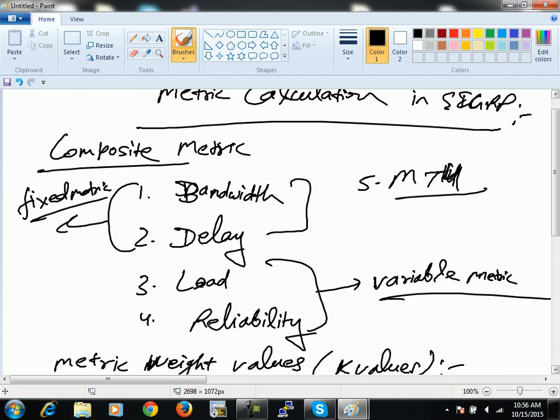In the case of delay as well, if delay is higher, then metric will also be higher. It is directly proportional. If delay is higher, then metric will be higher. If delay is lower, then metric will also be lower. If delay is higher, metric will always be higher. If delay is lower, then metric will be lower.